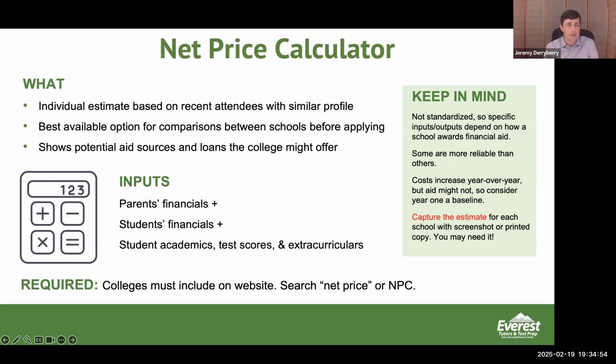So what I would recommend you do is if you have a school that you are interested in, the first thing I would do is go to that website and type in either net price calculator or NPC. And it should pull up on their webpage from that search. It's really important to understand that they're not standardized. Each one could be very different.